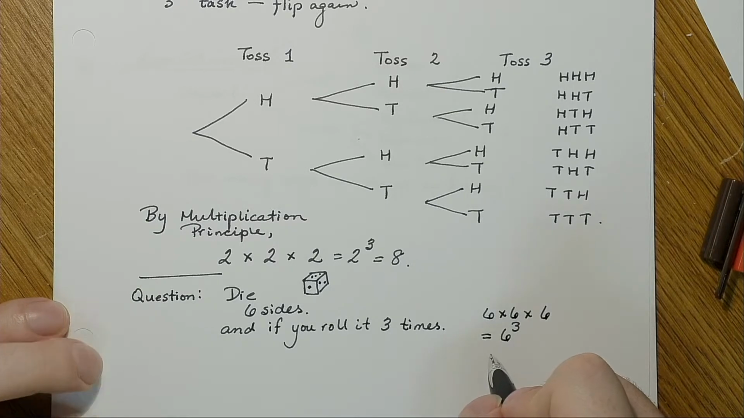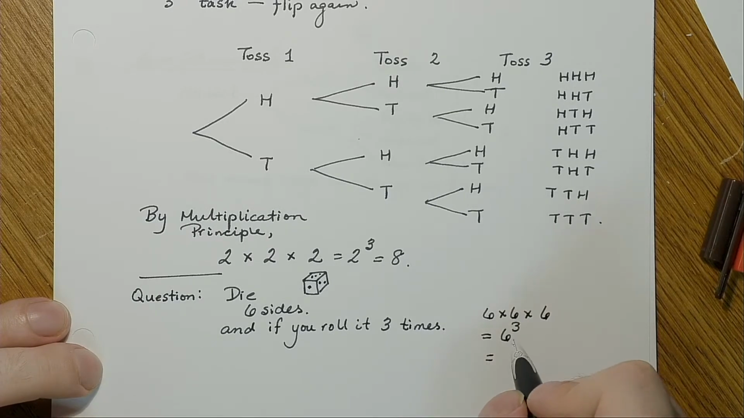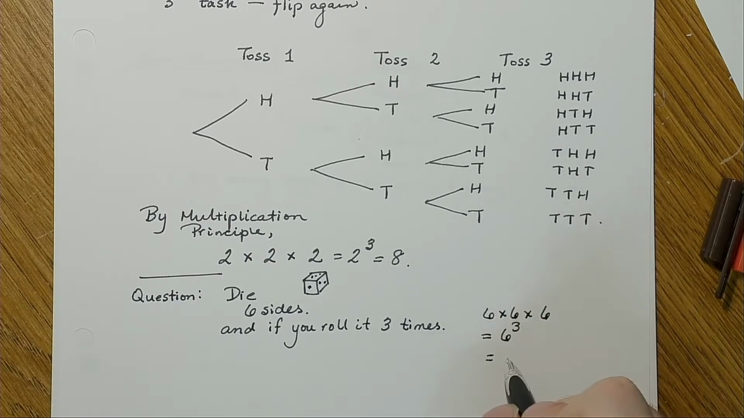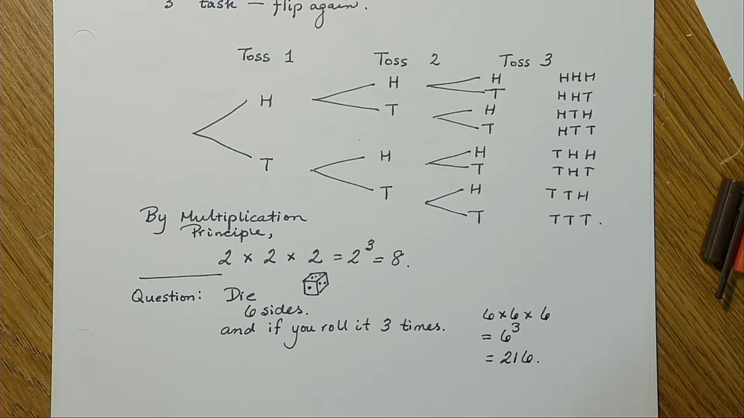And I believe, sorry, typing on the phone, I believe 6 cubed is 216, right? I'll double check that. Yep. So yeah, you have the x is the number of outcomes, so you can think of it that way, if that helps.